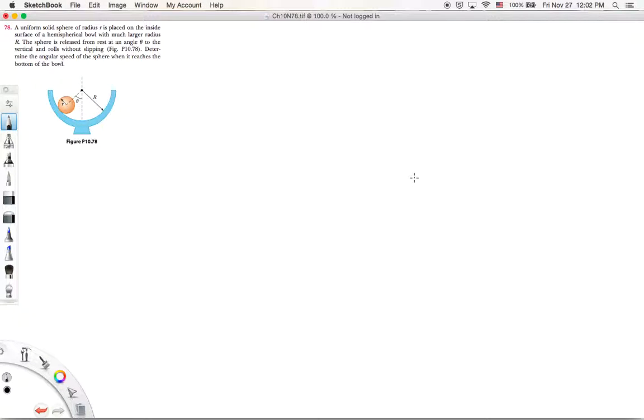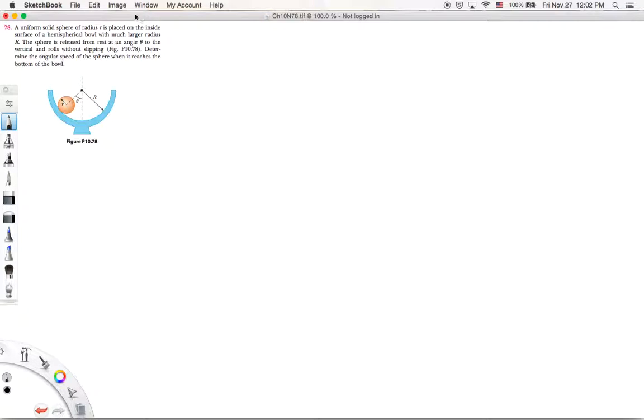Okay, this is number 78 on chapter 10. A uniform solid sphere of radius r is placed on the inside surface of a hemispherical bowl with much larger radius, capital R. The sphere is released from rest at an angle theta to the vertical and rolls without slipping. Determine the angular speed of the sphere when it reaches the bottom of the bowl.